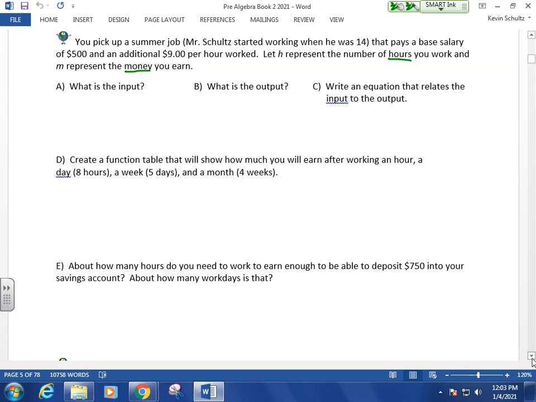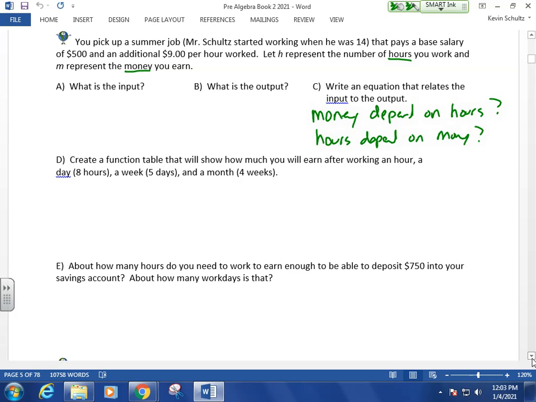So, an equation that relates the input to the output. Now, you can ask yourself here, okay, does the money that you earn depend on the hours you work? Or do the hours you work depend on the money you earn? Okay, another way to say that is, what affects the other, right? What directly affects the other?